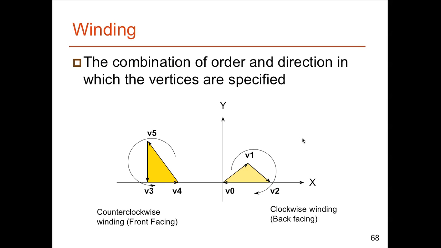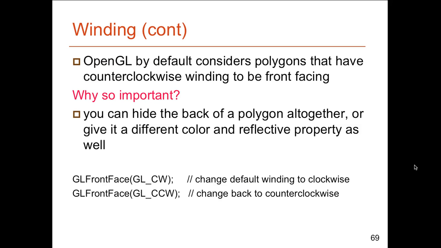Combination of the order and the direction for which the vertices are specified is going to give us our winding. So we can move things counterclockwise, clockwise, forward, back, all sorts of different positional things by drawing the shape in different orders. So OpenGL by default considers polygons that have counterclockwise winding to be front-facing. And why so important? Well, it's because you don't want to see the backside. So you can hide the back of the polygon altogether. So you can give it a certain color, reflective property, something of that nature.